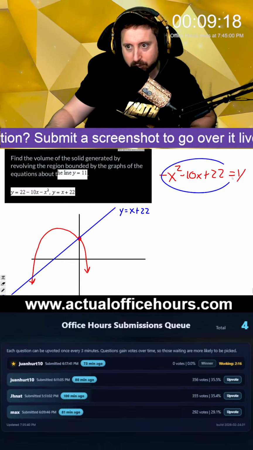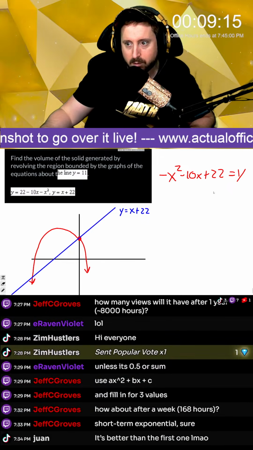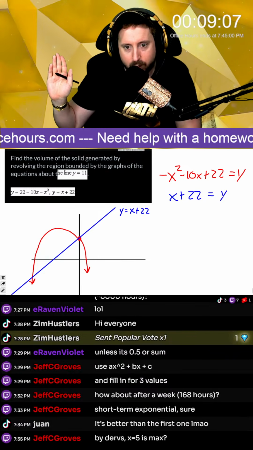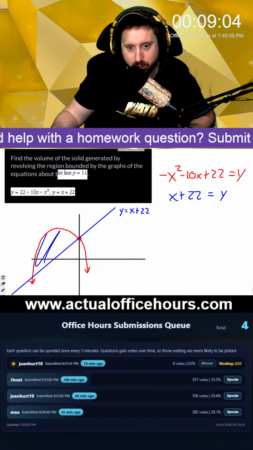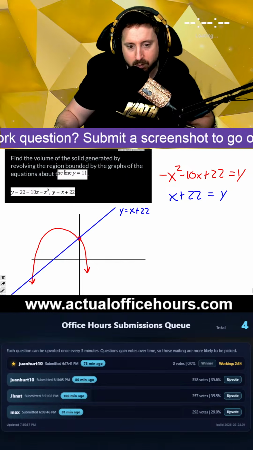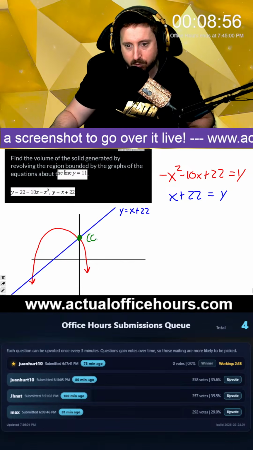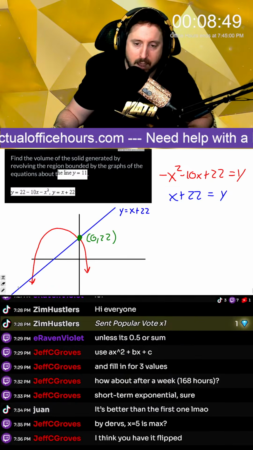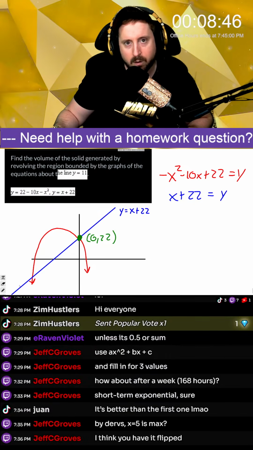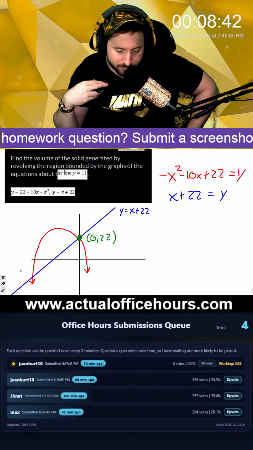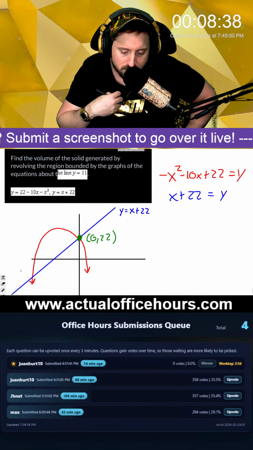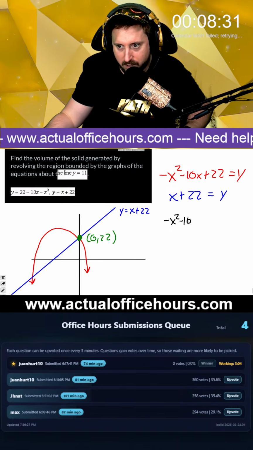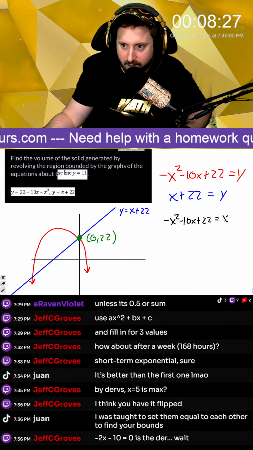I think we can actually figure out where it intersects as well, because we also have this one, right? So x plus 22 is equal to y. Whenever you have these two equations, I want to figure out what shape is getting bounded. I want to figure out what these intersection points are. I already know, Juan, that this one here happens at 0, 22. But I can also then set these equal to each other. You think I have it flipped? How so? Yes, you do set the... yes, exactly. So I would do negative x squared minus 10x plus 22 is equal to x plus 22.